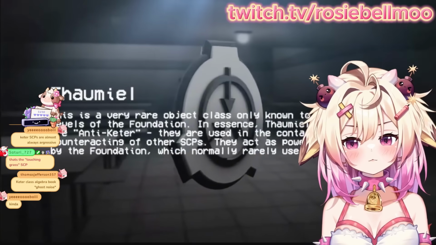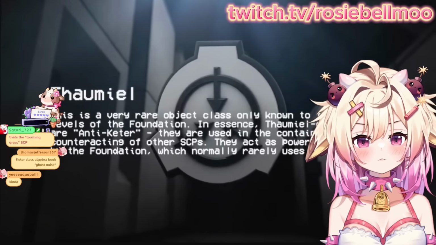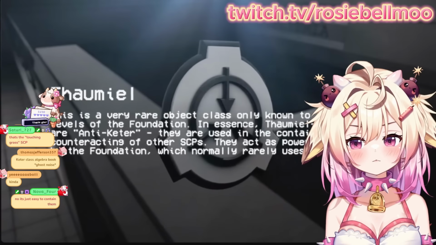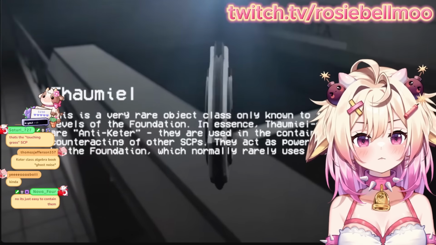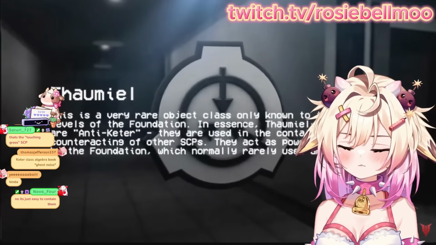Thaumiel. This is a very rare object class only known to the highest levels of the Foundation. In essence, Thaumiel class objects are anti-Keter. They are used in the containment or counteracting of other SCPs.